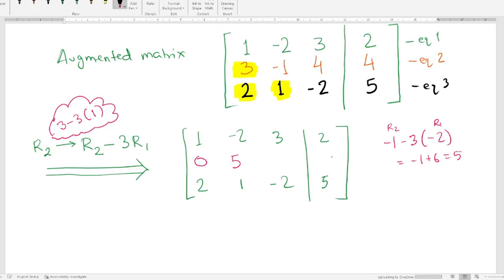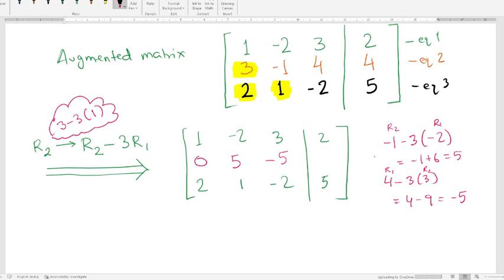Now we'll look at the third column. We have got 4 minus 3 times 3. This 4 is the value at R2, and this 3 is the value at R1, right? And then we get 4 minus 9, which is equal to -5. So we write -5 here, correct?